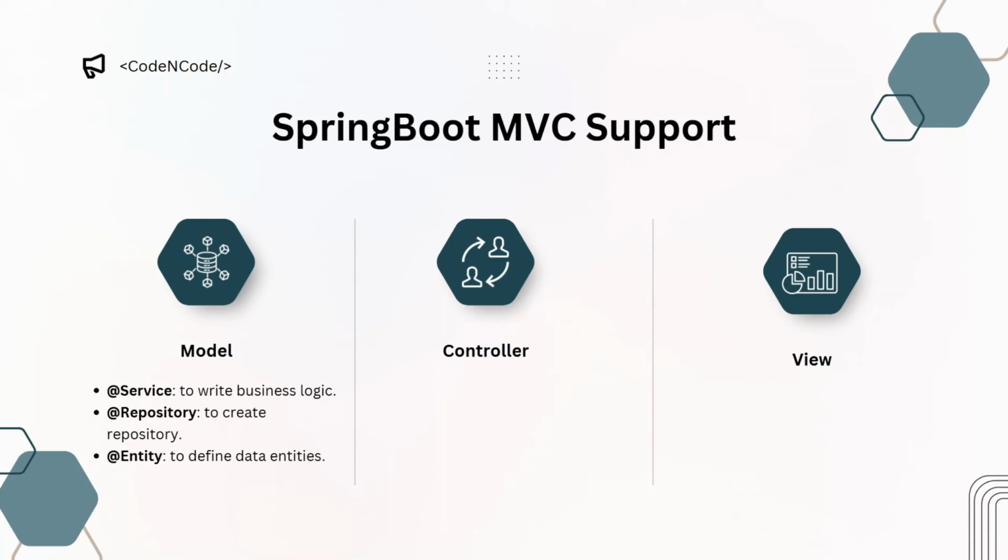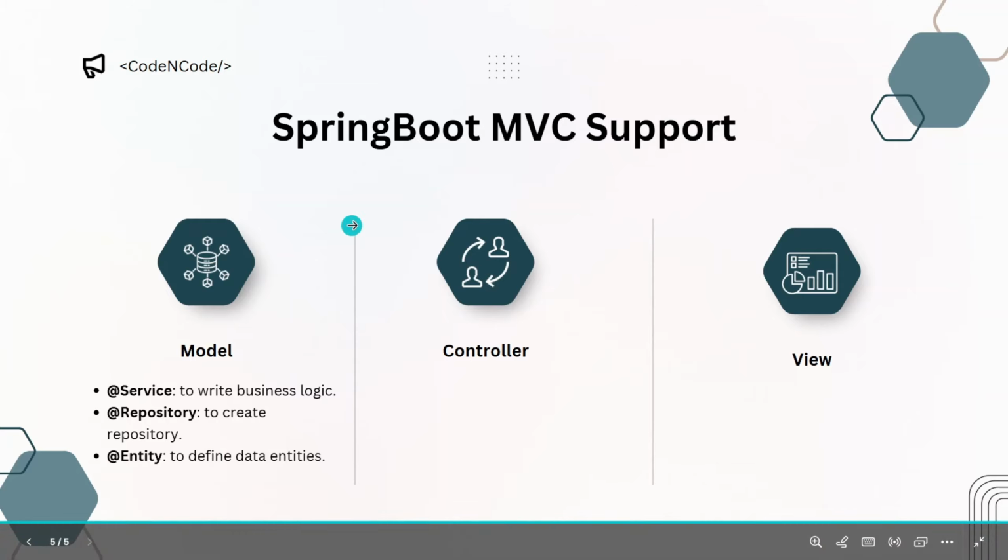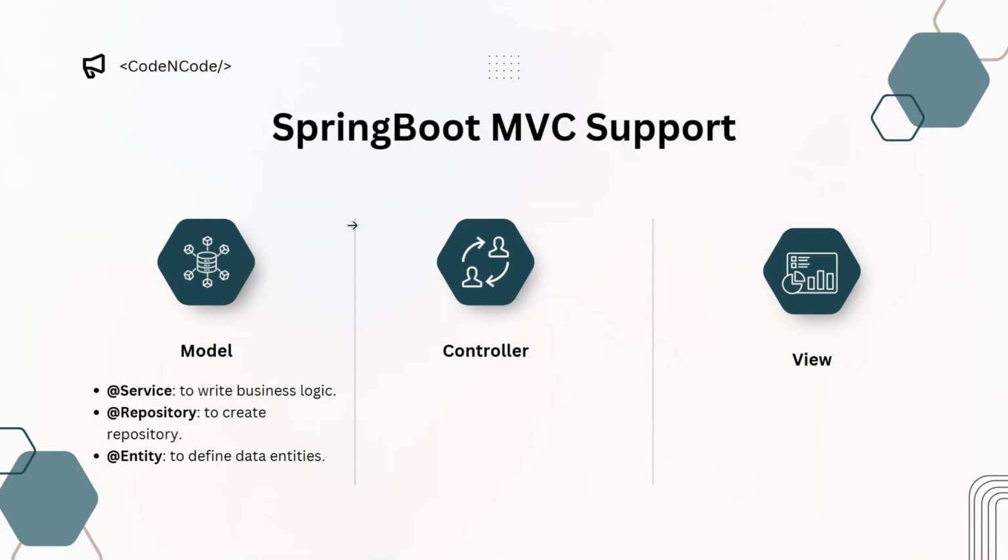That will let the other people know that this is a service class, and basically it contains the business logic that you're going to perform on the data, right? Then we have @Repository, or specifically we'll be using JPA repository in our case. So using this annotation, you can define repository classes, right, which helps you interact with the database, as we have seen in the previous lectures, right?